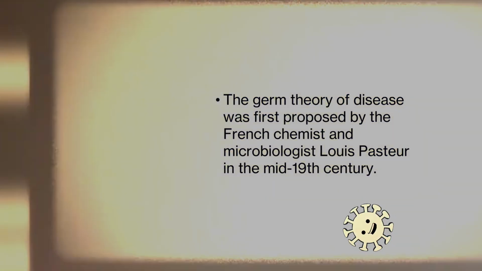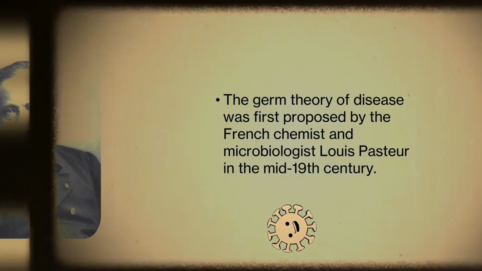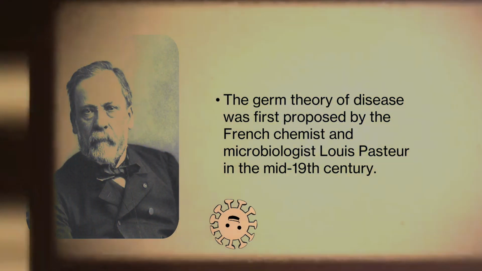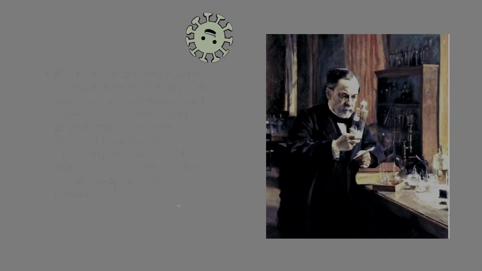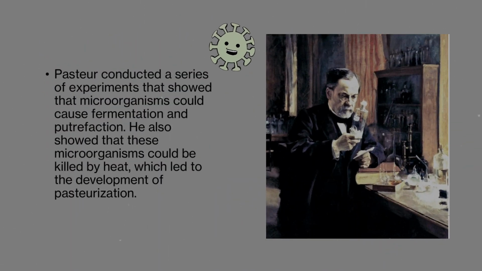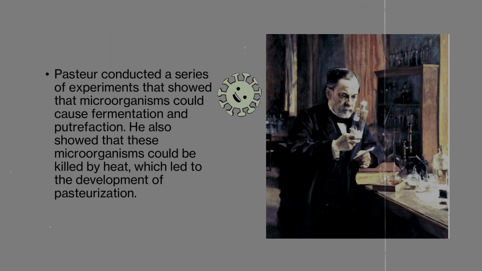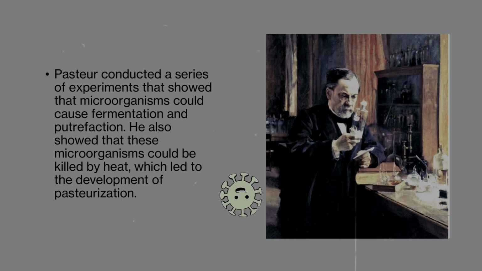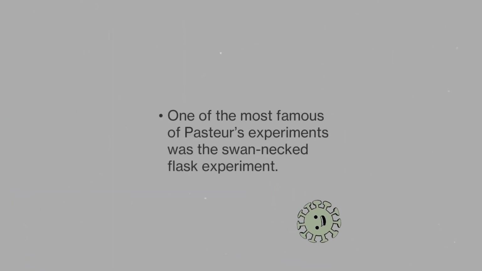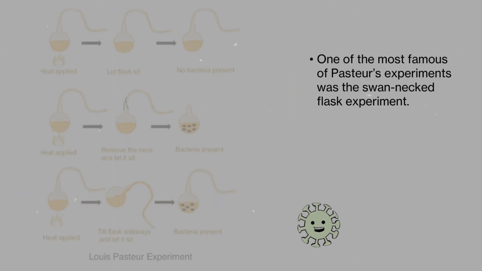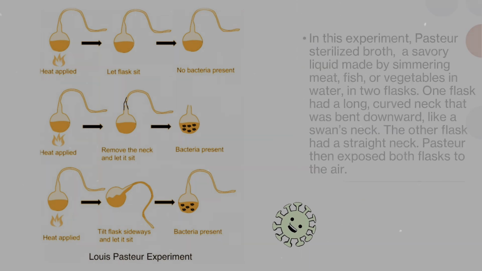The germ theory of disease was first proposed by the French chemist and microbiologist Louis Pasteur in the mid-19th century. Pasteur conducted a series of experiments that showed that microorganisms could cause fermentation and putrefaction. He also showed that these microorganisms could be killed by heat, which led to the development of pasteurization. One of the most famous of Pasteur's experiments was the swan-necked flask experiment.